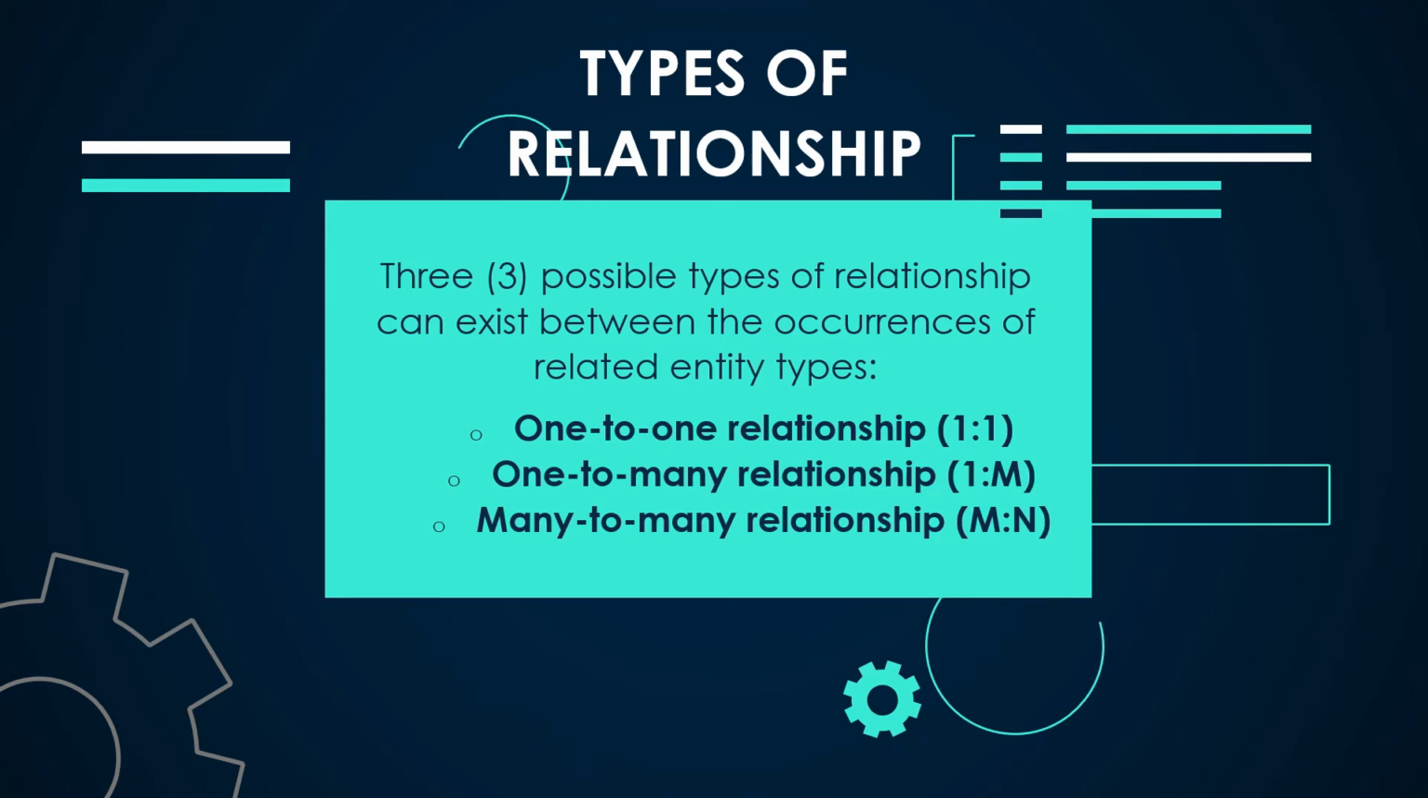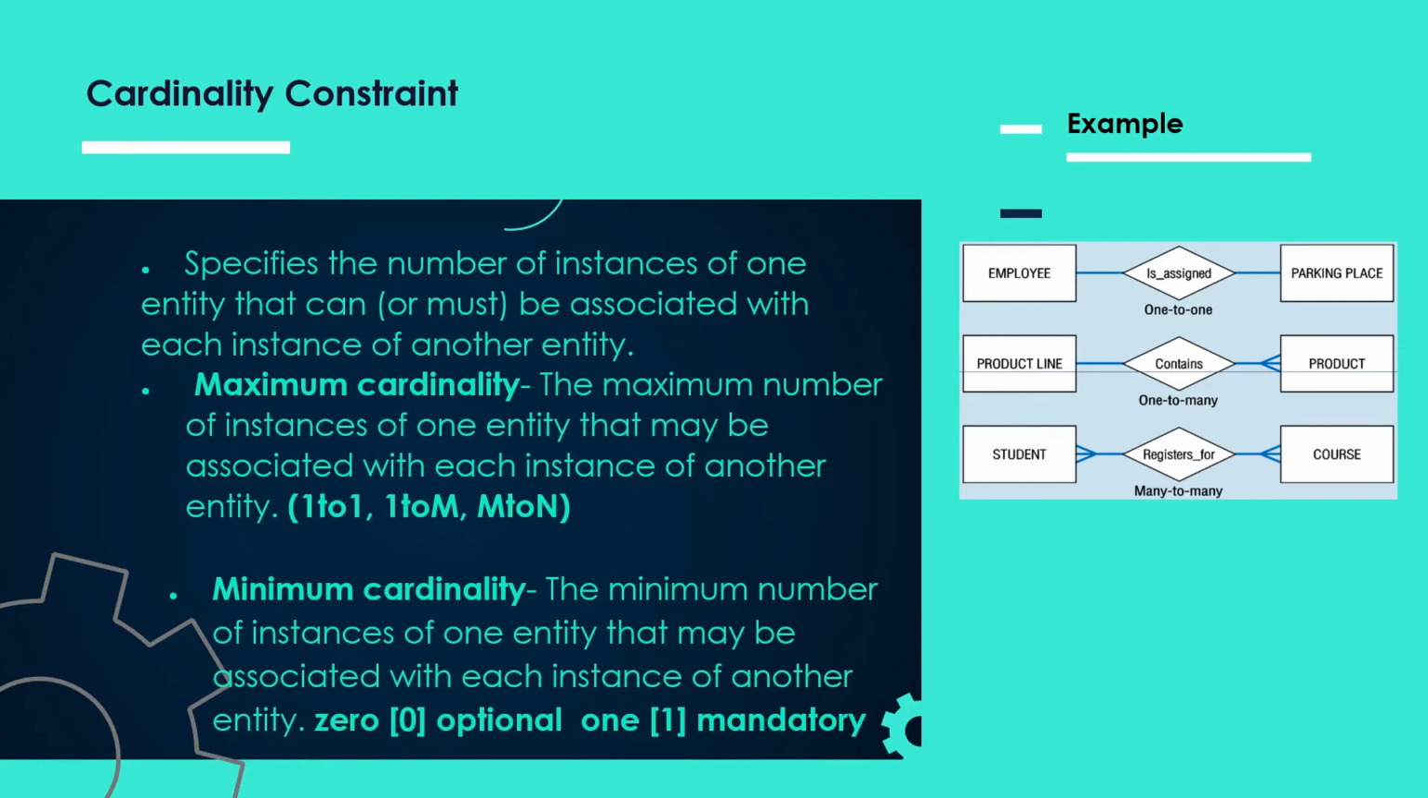There are three types of relationship that can exist between the occurrences of related entity types. First is the one-to-one relationship, then the one-to-many relationship, and the many-to-many relationship. In a relationship, we have a cardinality constraint. Cardinality is the count of instances of one entity that are related to the instance of another entity. Constraints, however, are the rules enforced on the data columns of the table. These are used to limit the type of data that can go into a table. One constraint established in a relationship limits the number of entity occurrences that are associated in a relationship.